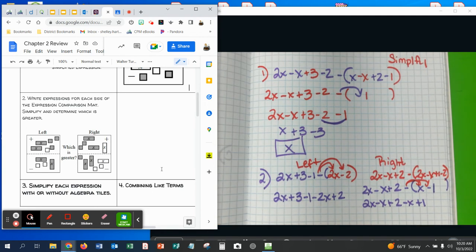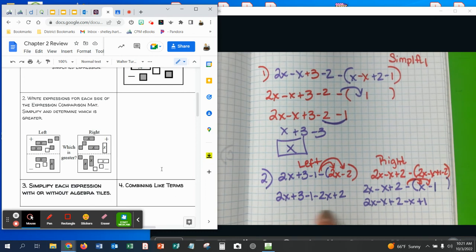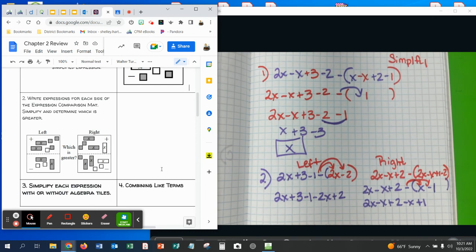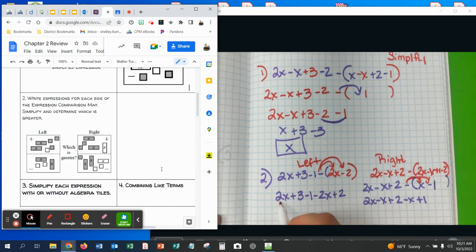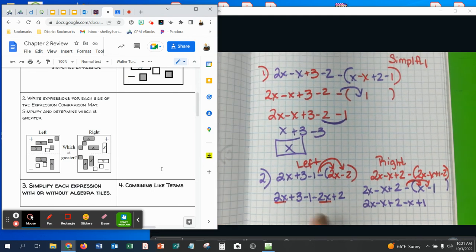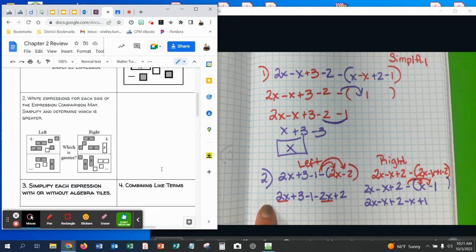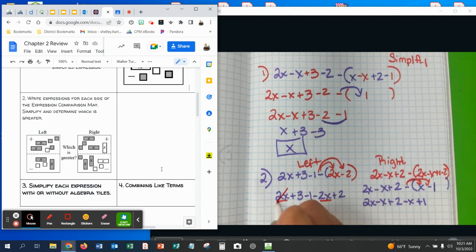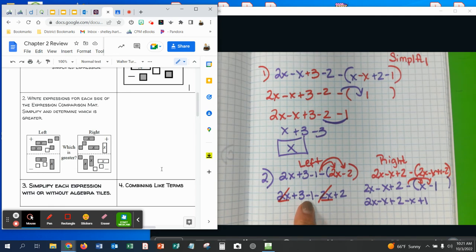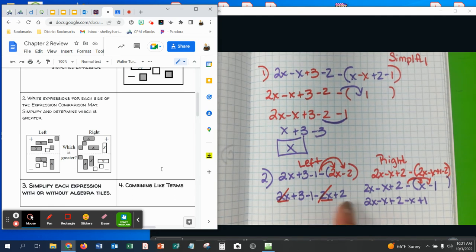Okay? Now, how am I going to simplify the left-hand side? What's the first thing you need to do? Should we add like terms on both sides? That sounds great. So let's look at the variables. So 2x is a like term, and this 2x is a like term. Now, one's a positive, one's a negative. Do they cancel each other out? Yes, they do. So they actually go away. And now we have a 3 minus 1 plus 2.